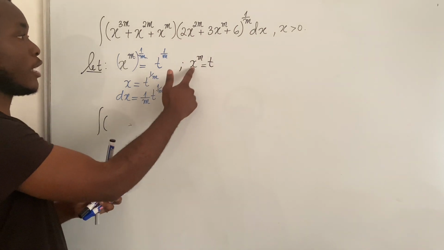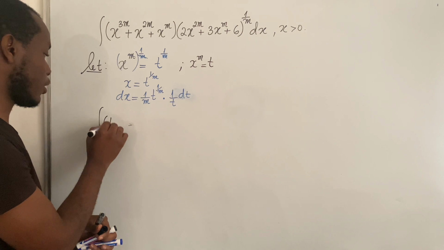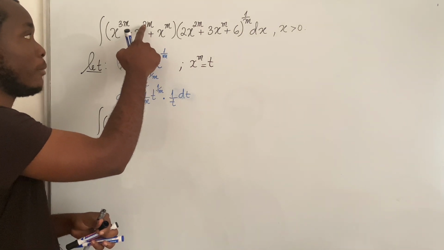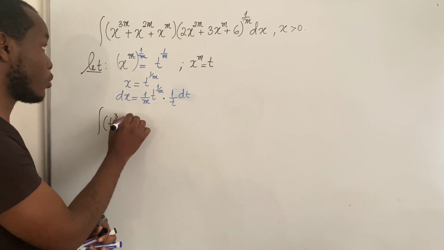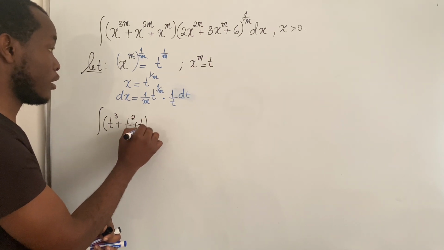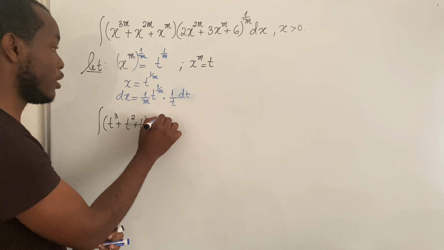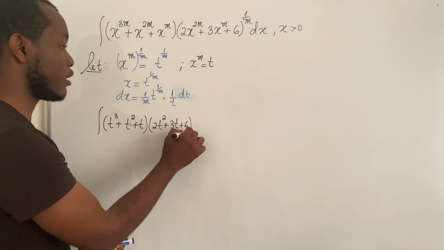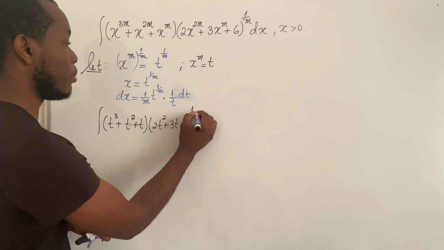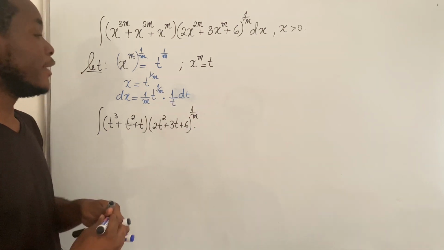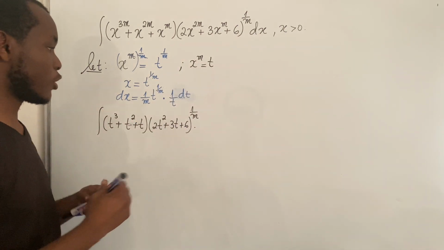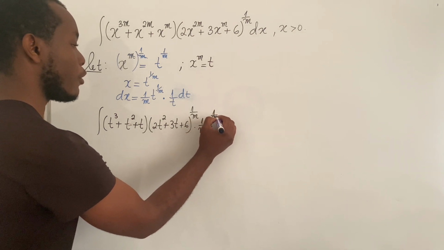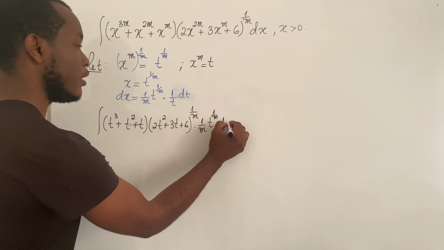Okay, so where there is x to the power m, we can put t, so we're going to have t to the power 3 plus, here it's x to the power 2m, so it's going to be t squared plus t times 2t squared plus 3t plus 6, all to the power 1 over m dx. But we said that dx is this expression, so it's going to be 1 over m t to the power 1 over m times 1 over t dt.